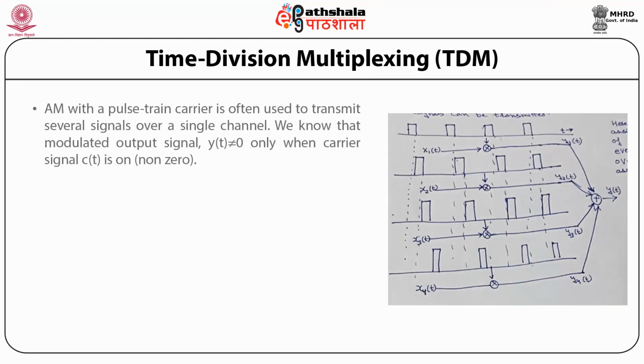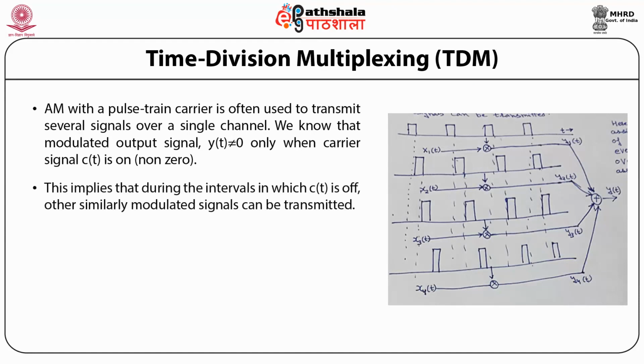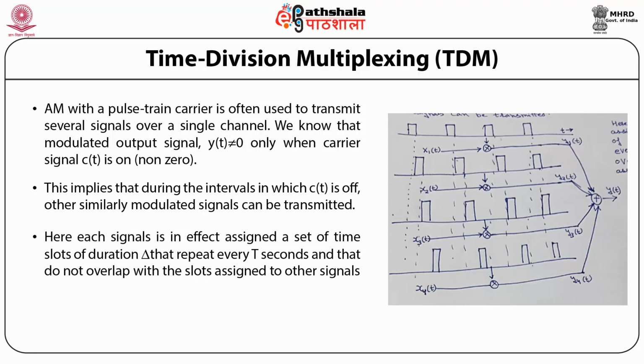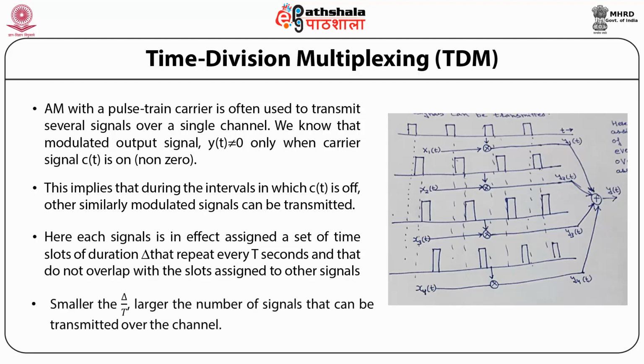Let us now discuss time division multiplexing. AM with the pulse train is often used to transmit several signals over a single channel. We know that the modulated output signal y(t) is not equal to 0 only when the carrier signal c(t) is non-zero. This implies that during the intervals in which c(t) is off, other similarly modulated signals can be transmitted. So each signal is in effect assigned a set of time slots of duration Δ that repeat every T seconds and that do not overlap with the slots assigned to other signals. The smaller the Δ by T, the larger the number of signals that can be transmitted over the channel, and it is clearly shown in this figure.